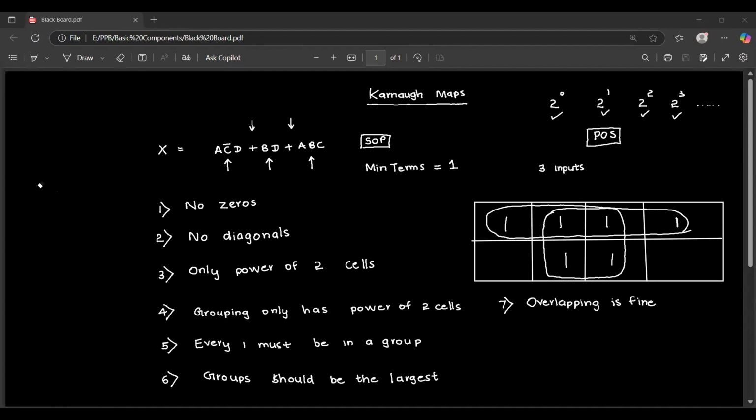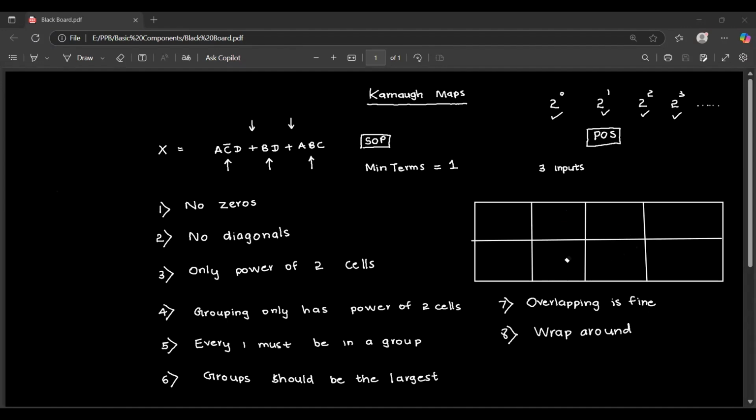We like rules. Okay, and then we also give another rule that states that we can do wraparounds. What is wraparound? Well, that's a new thing that we are going to do. It's like thinking in a three-dimensional way. So let's say you have a one here and you have a one here. You can actually think like this.